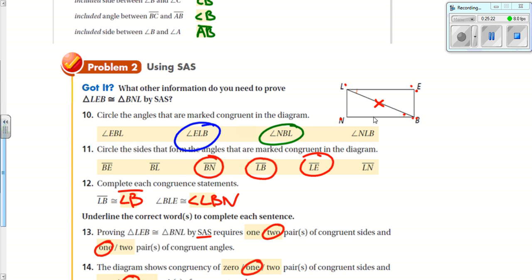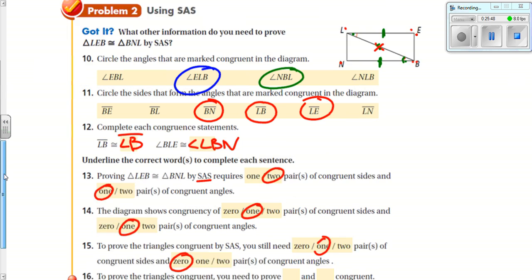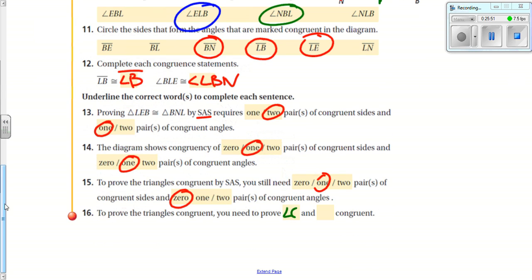Well, let's take a look at triangle BNL. Okay, we've got an angle and we've got a side. So we need a side that sandwiches the angle in between. So it has to be this side down here because we go side, angle, side. All right, so for the other one, it has to be this one up here, side, angle, side. So for number 16, we are saying that we need to know side LE is congruent to BN, because we do know the other one already because it's reflexive. I apologize. So key point, in side, angle, side, the angle has to be sandwiched in between the two sides.